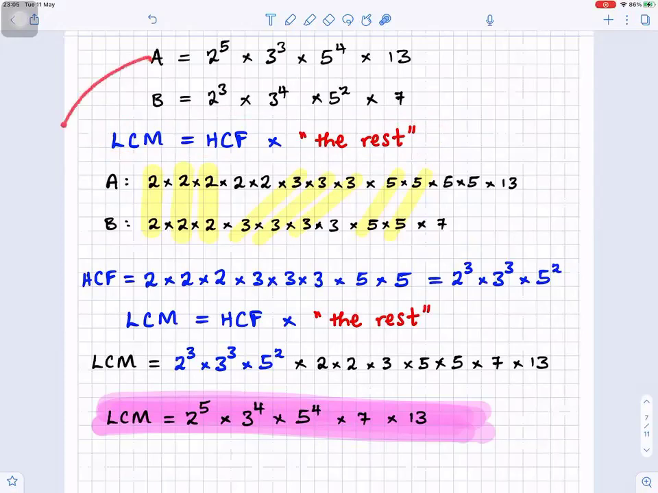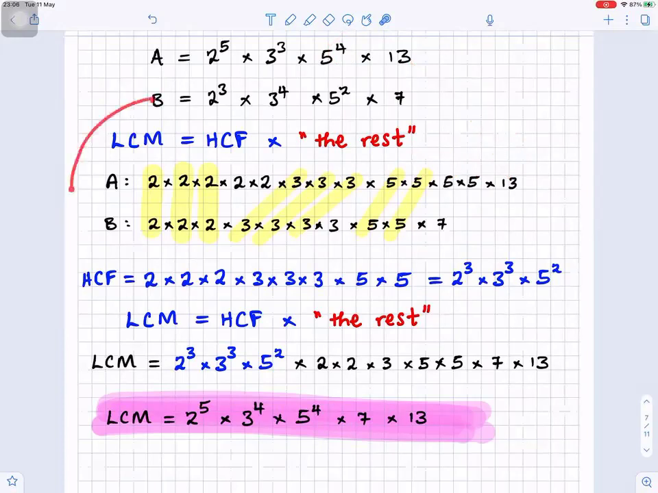So you take A, you expand it. There's 5 of them, 5 there. So 1, 2, 3, 4, 5. There's 3 there. 1, 2, 3. There's 4. 1, 2, 3, 4. And 13 is just 1.